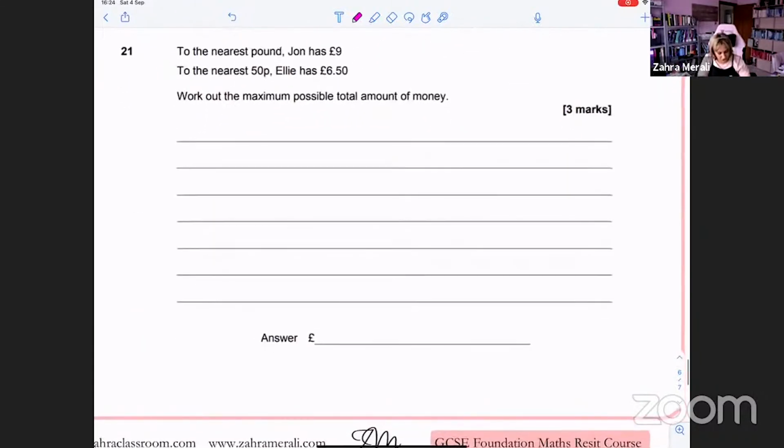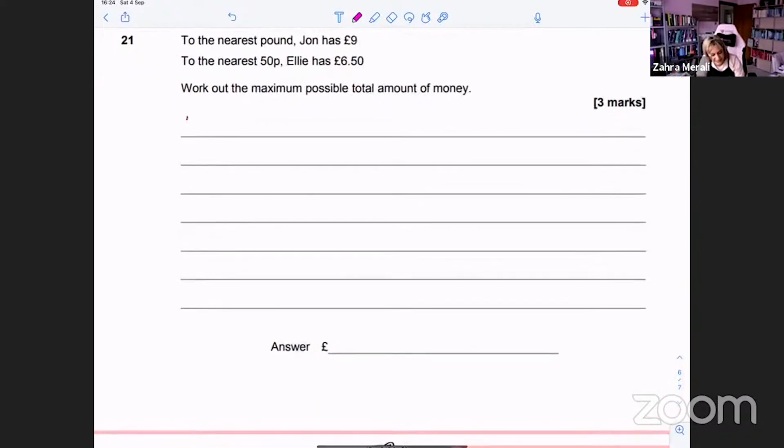Right. To the nearest pound, John has £9. And to the nearest 50p, Ellie has £6.50. So we want to know what's the maximum amount of money that would still round to £9 if we were doing to the nearest pound. Okay. If I had £9.50, we would round that to £10, wouldn't we? So we need to go 1 less than that. So for John, it must be £9.49.